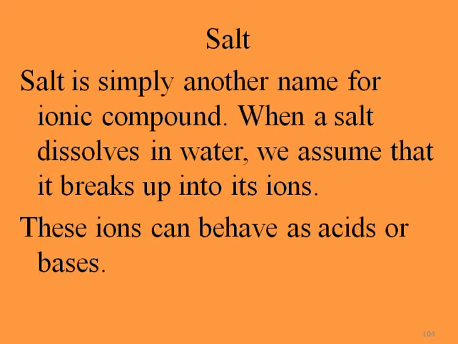So let's start with the definition of salt. Salt is simply another name for ionic compound. So when we are talking about ions, cations and anions together, it means that we are talking about salt. When a salt dissolves in water, we assume that it breaks up into its ions, which are cations and anions, and these ions can behave as acids and bases.